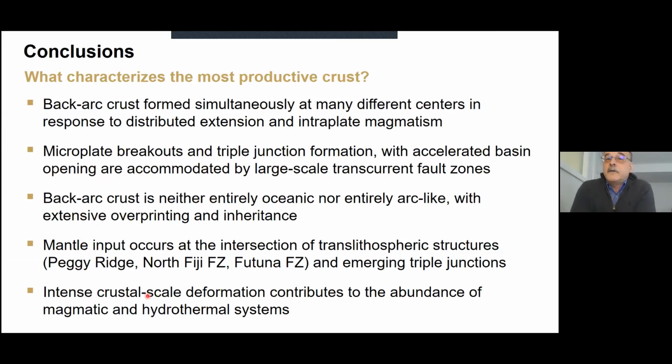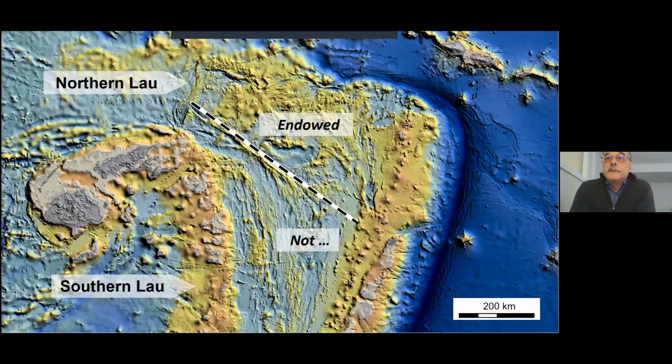And there is intense crustal scale deformation in this, what we think would be the equivalent of well-endowed terrain, which contributes to the abundance of magmatic and hydrothermal systems. So this is where we started. And I think we're making considerable headway into identifying the details of the endowed crust relative to the less endowed crust, and hopefully we can compare that to the Abitibi in the coming months and ahead. So that's it.